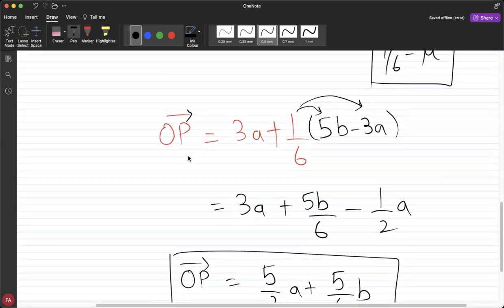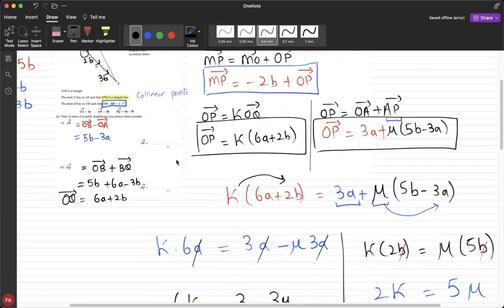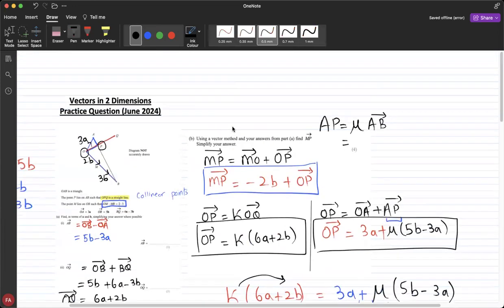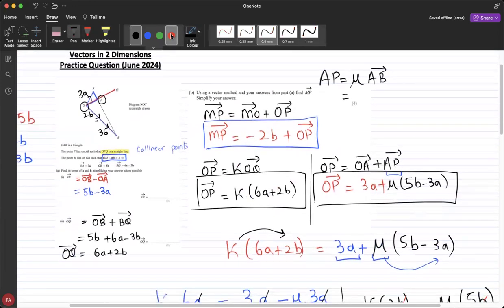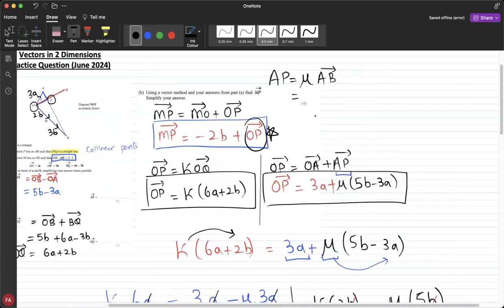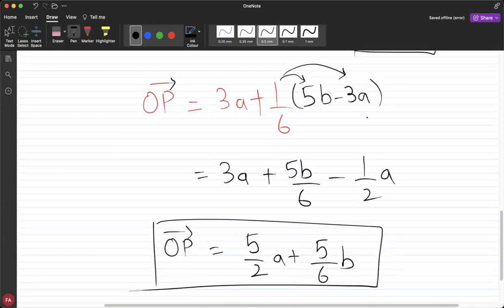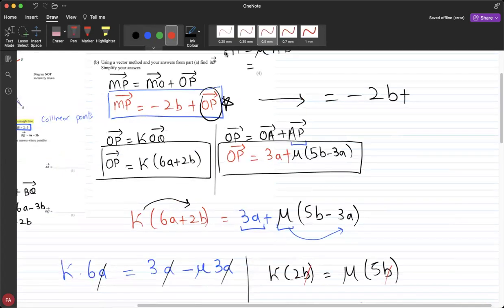But the question didn't ask us for OP. The question was asking us to figure out MP. But if you start thinking about it, we did partially figure out MP. I did calculate MP in terms of b. I just had to plug in this OP. Now that we have this value for this vector, we can easily plug this in. That means this will become minus 2b plus 5 over 2 a plus 5 over 6 b.